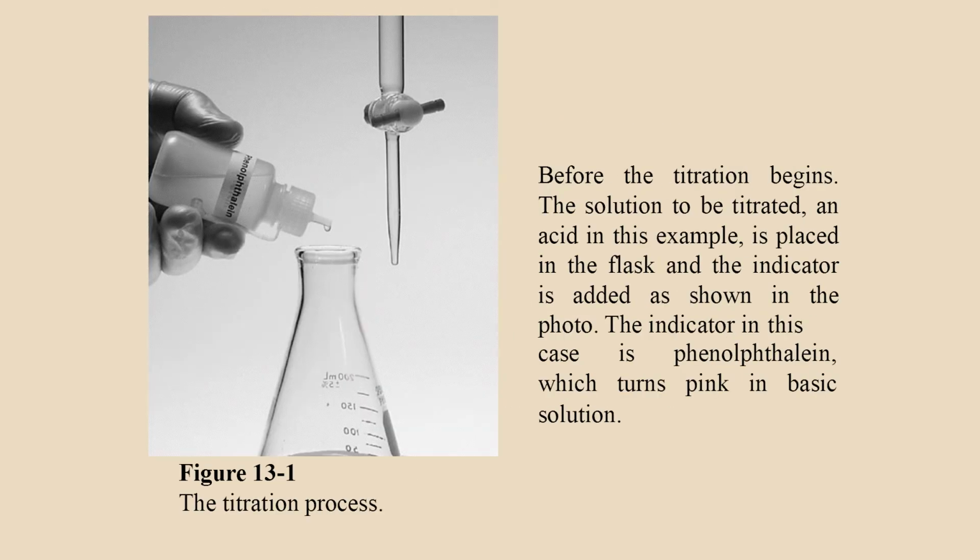Okay, so before the titration begins, the solution to be titrated, an acid in this example, is placed in the flask and the indicator is added as shown in the photo. The indicator in this case is phenolphthalein, which turns pink in a basic solution. So since this is an acid, once it becomes a base, it's going to turn pink. Okay, so once it turns basic, it then reaches the endpoint.